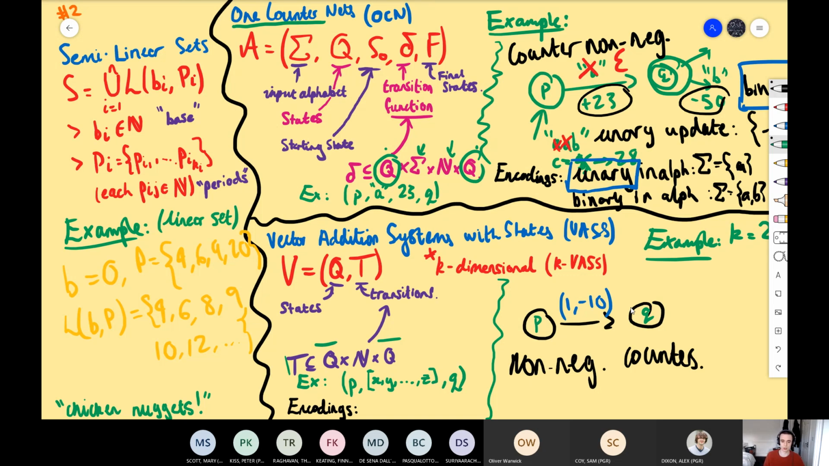And similarly, we can have encodings, but here we only have 2 choices, right? In this, we had 4, right? We could have any combination of unary updates and unary input alphabets, or binary updates and binary input alphabets. You can imagine picking the 4 combinations out of the 2. In vector addition systems, there's only 2. You have unary and binary, and they only refer to the updates on the counters.